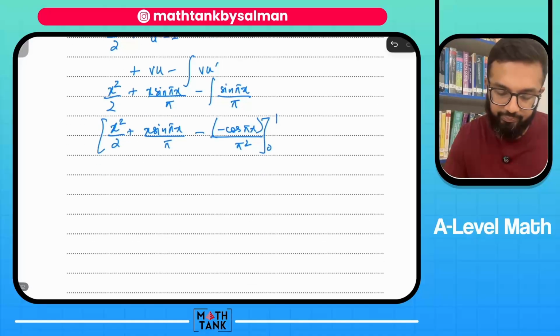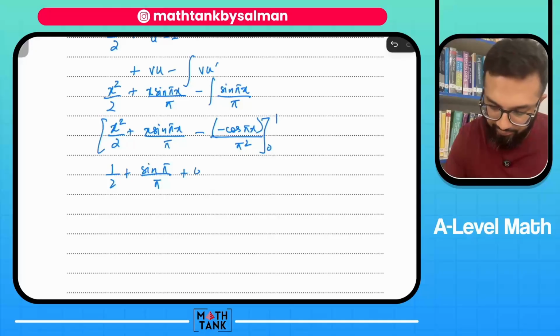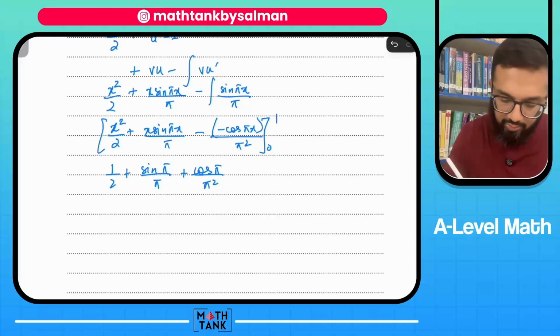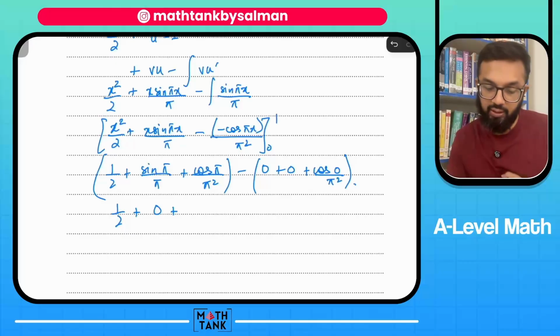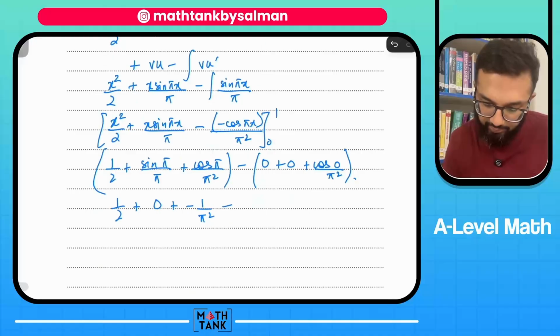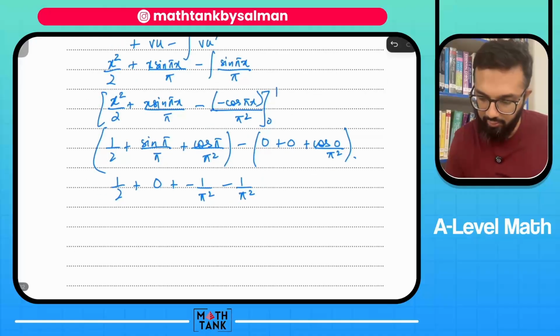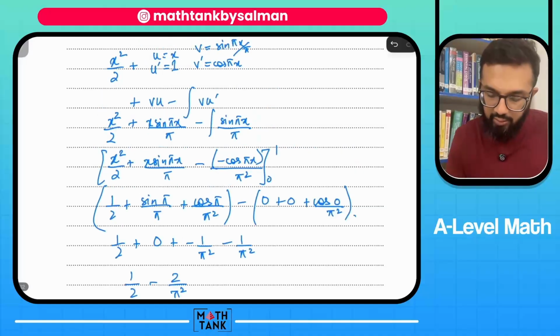0 to 1. So 1 over 2 plus sine pi over pi plus cos pi over pi squared. Okay, minus the first one is 0, the second one is also 0, plus cos of 0 over pi squared. So sine pi is 0, so that becomes 0. Cos pi is -1, so -1 over pi squared, and then another -1 over pi squared. Okay, 1 over 2 minus 2 over pi squared. I think that's the proof that I wanted.